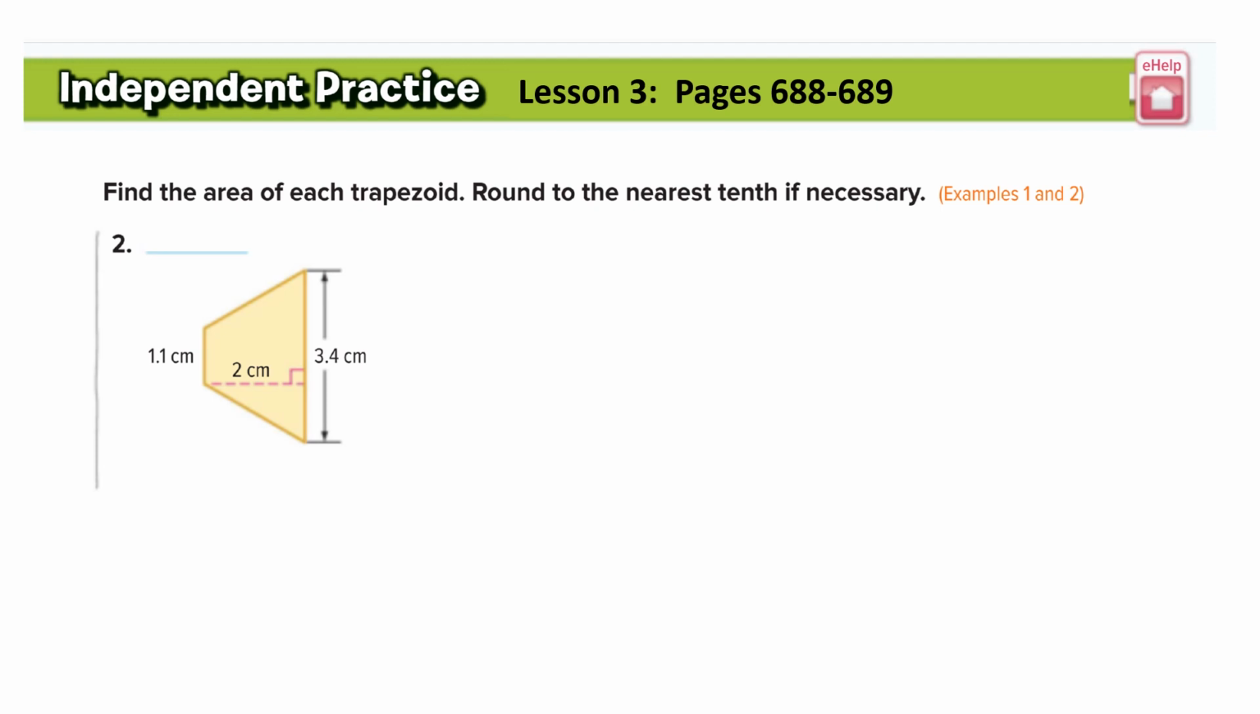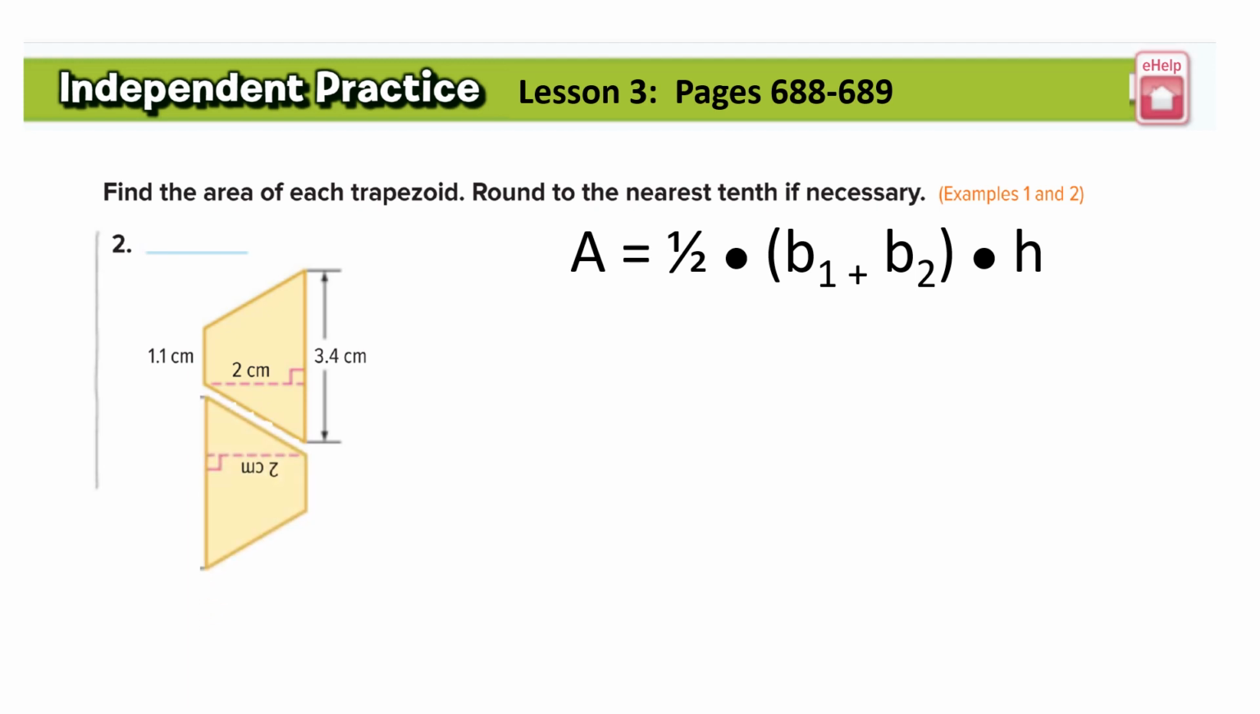Question number 2, find the area of each trapezoid. So here's our formula for a trapezoid. To help us visualize, I'm going to duplicate and turn our trapezoid around. So we have, this is going to be base 1. And this is going to be base 2. And base 2 is going to be 1.1 centimeters.